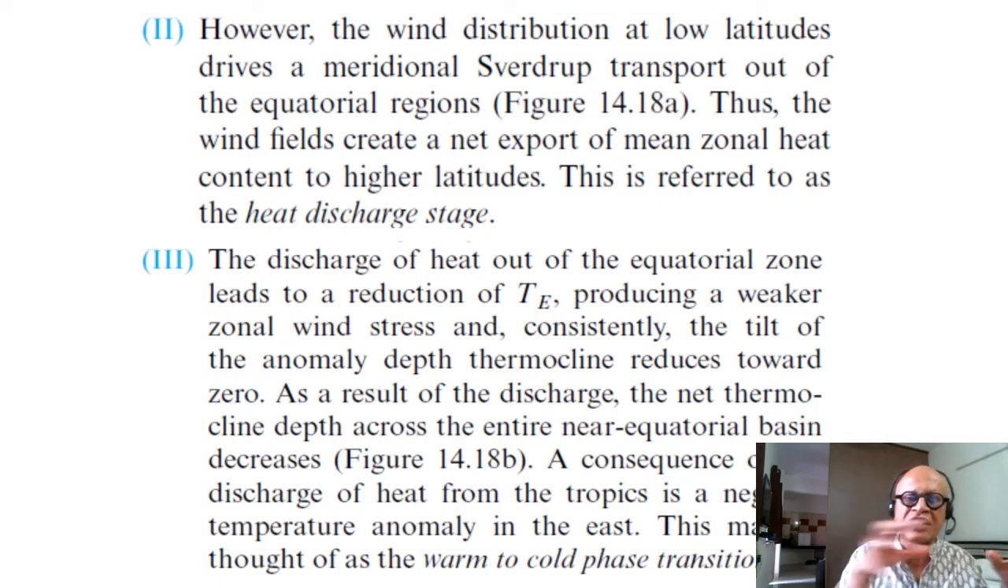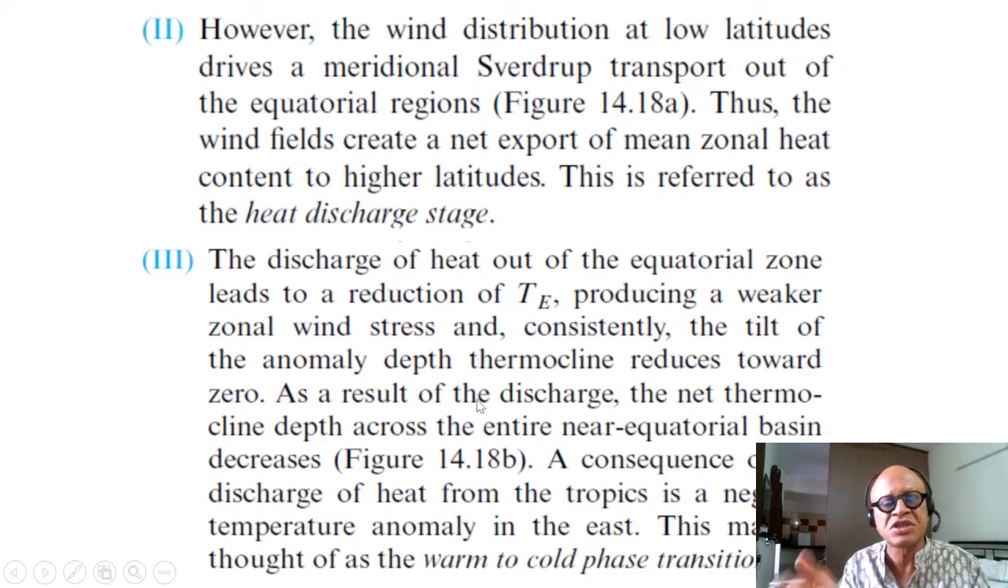So during a La Nina and normal times, you have accumulated the heat, which is not only discharging to the east, but it's also being moved out of the deep tropics towards the poles in what is called the heat discharge. The discharge of heat out of the equatorial zone leads to a reduction of eastern Pacific temperature anomaly, producing a weaker zonal wind stress.